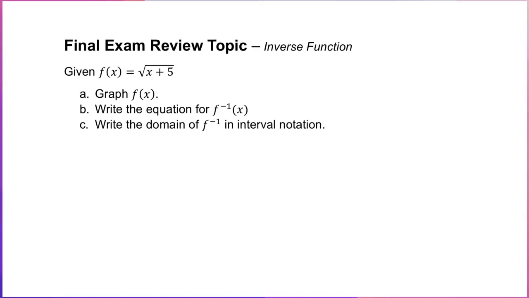We're reviewing for the final exam for Math 161, and this topic is on inverse functions. Given f of x equals square root of x plus 5, let's start by graphing this f of x. So I'm going to make an xy axis, x-axis and y-axis.